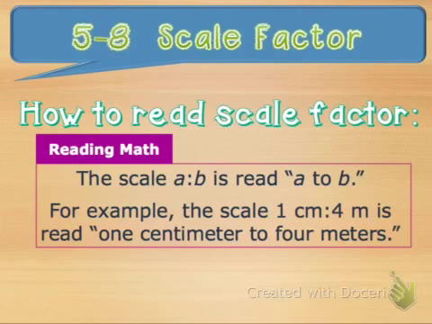So how do we read these scales? If you see a scale written A:B, it's going to be read A to B. So I'd read this like this, A to B. If you're going to read a scale of 1 centimeter, 4 meters, it would be 1 centimeter to 4 meters is how you would say it or read it.